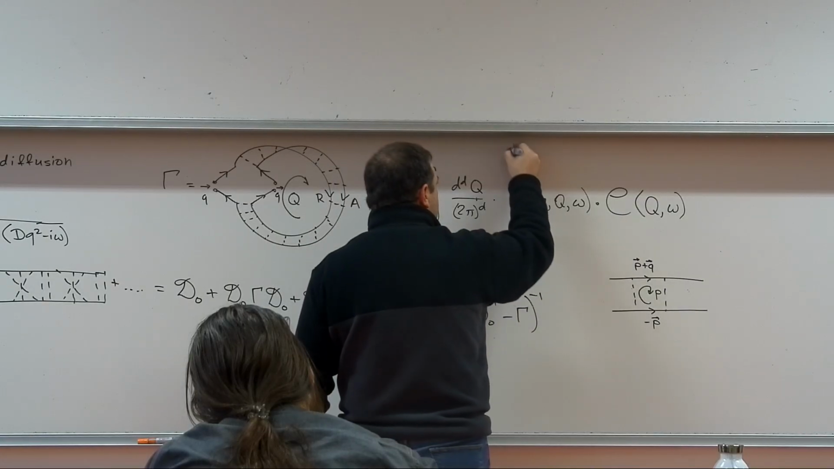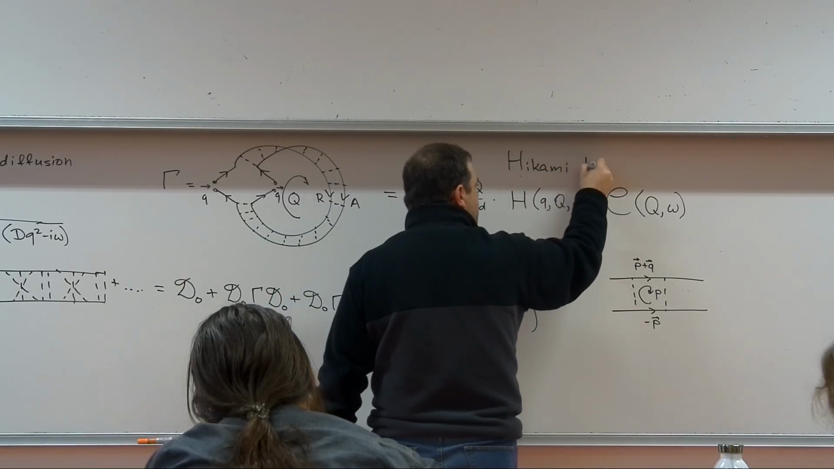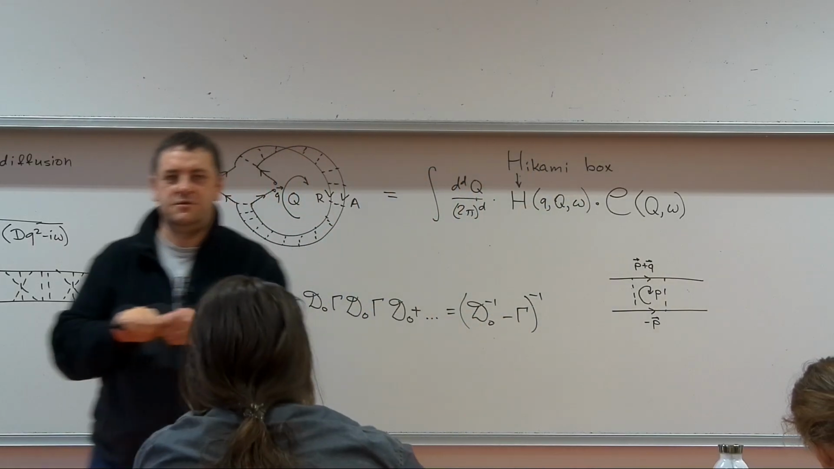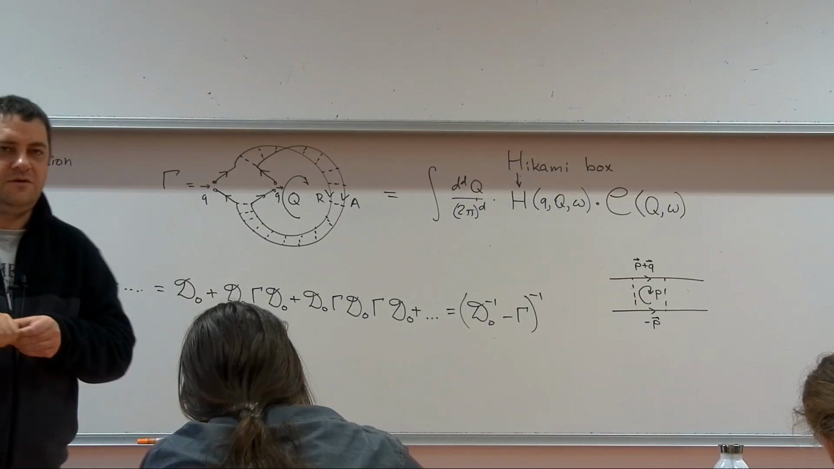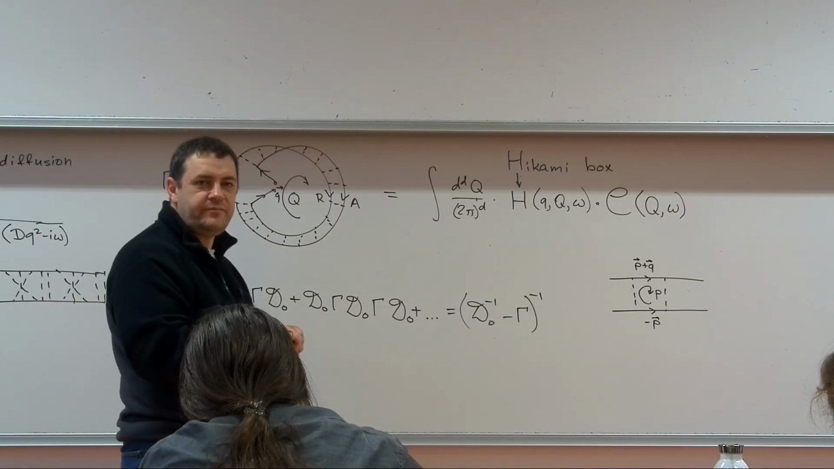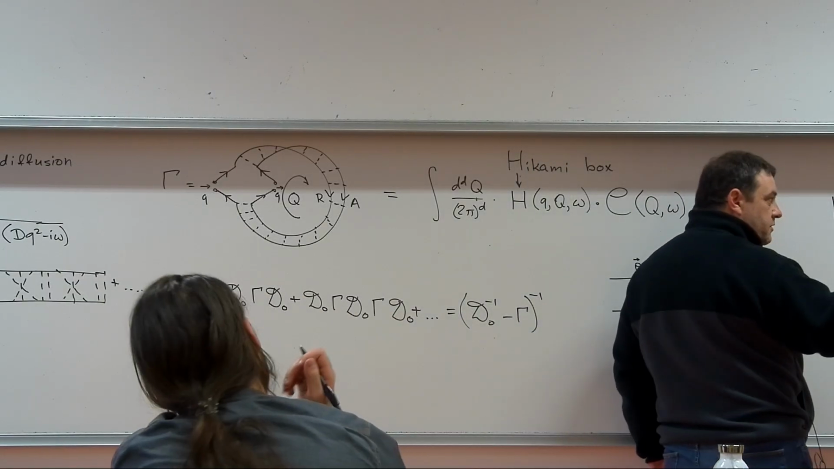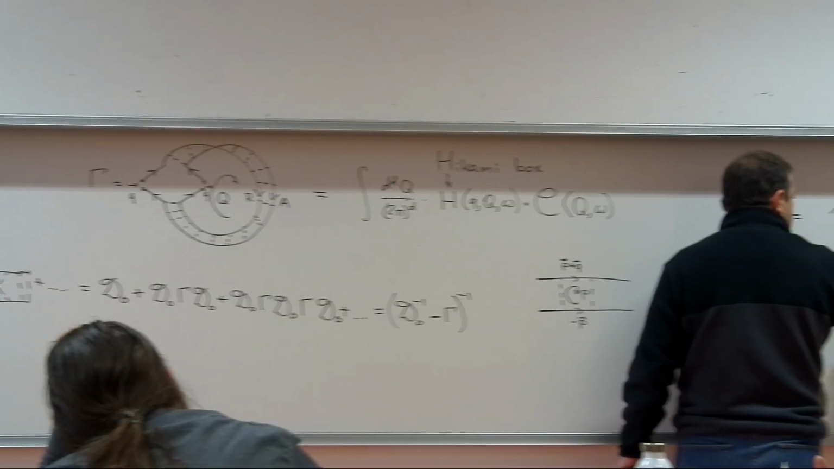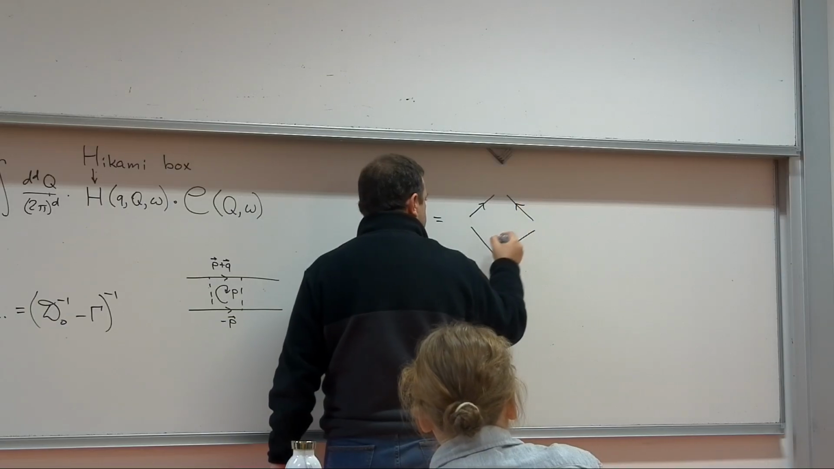So the main object here actually is this H thing. It has a name. It's called Hikami box. Hikami is a proper name of a Japanese physicist, Satoshi Hikami, who invented this thing in the year 1980, plus or minus. So, H. Now I will write it explicitly what it is. It's the product of 4 green functions, 1, 2, 3, 4, with arrows like this.